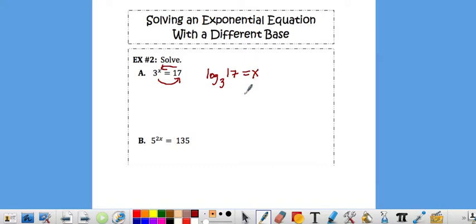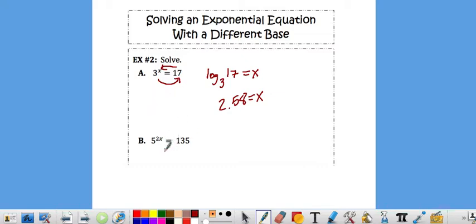So then I got to get my calculator out. But then all you have to do is just do that in your calculator. So you press the log button, base 3, put in your 17, press enter. You're going to get 2.58. So it's really all calculator work once you have it rewritten.